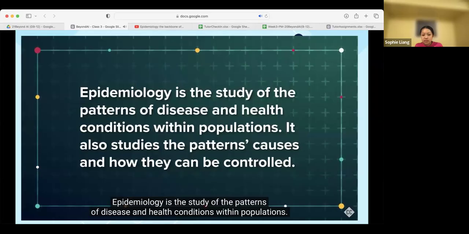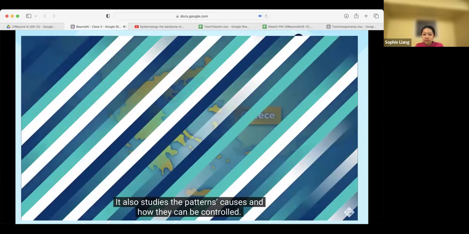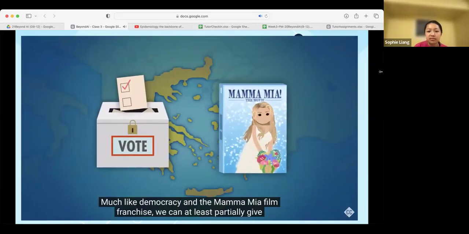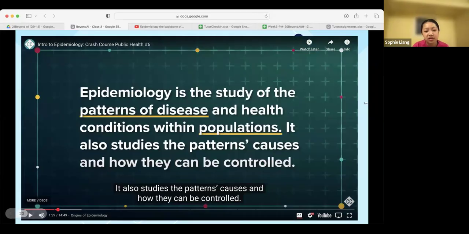Epidemiology is the study of the patterns of disease and health conditions within populations. It also studies the patterns' causes and how they can be controlled. Much like democracy and the Mamma Mia film franchise. Let's look at that definition again. It was a good definition. So epidemiology is the study of patterns of disease and health conditions within populations, and also studies the patterns, causes, and how they can be controlled.